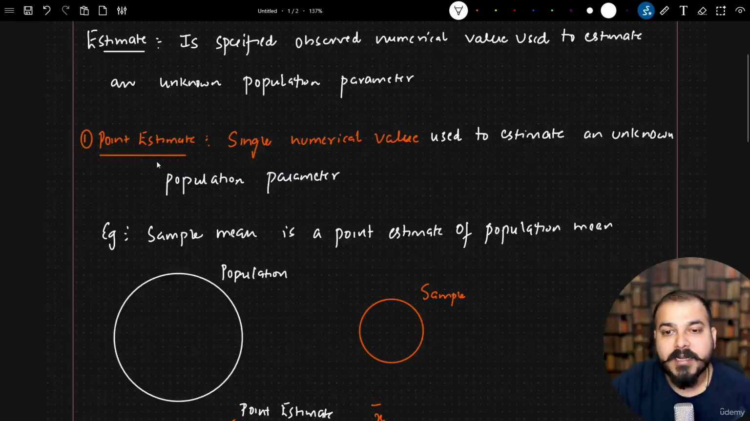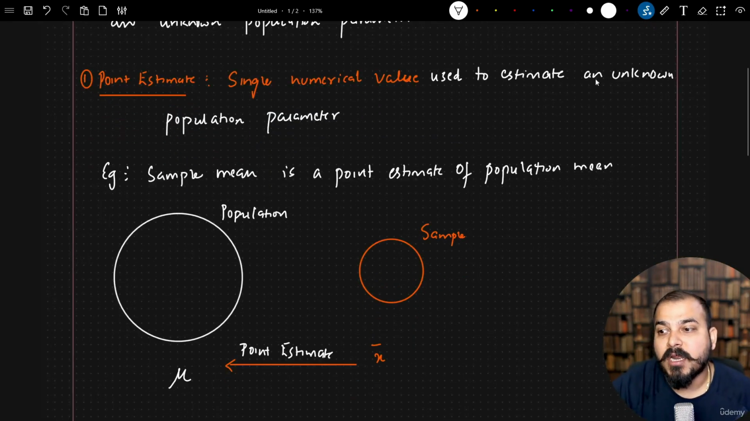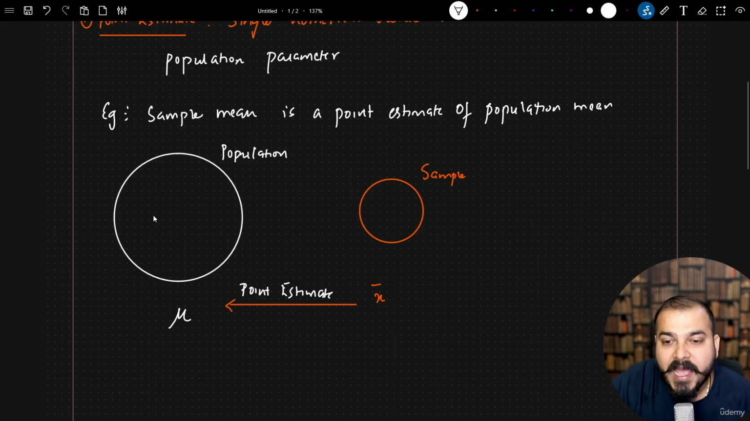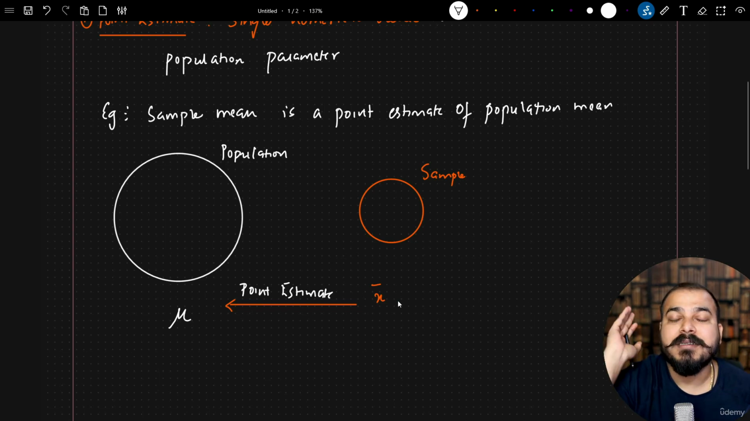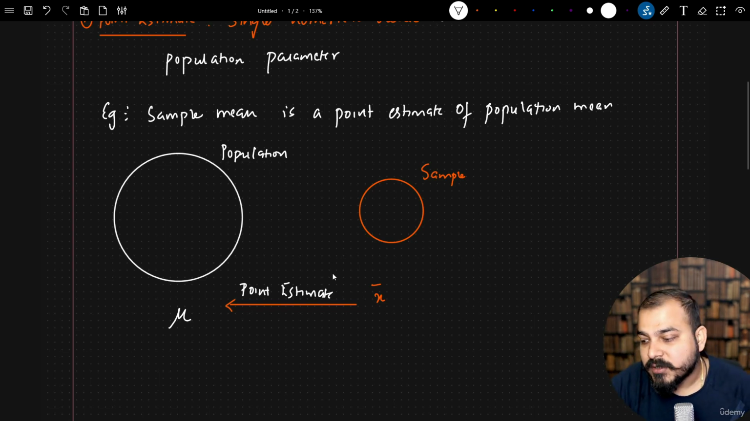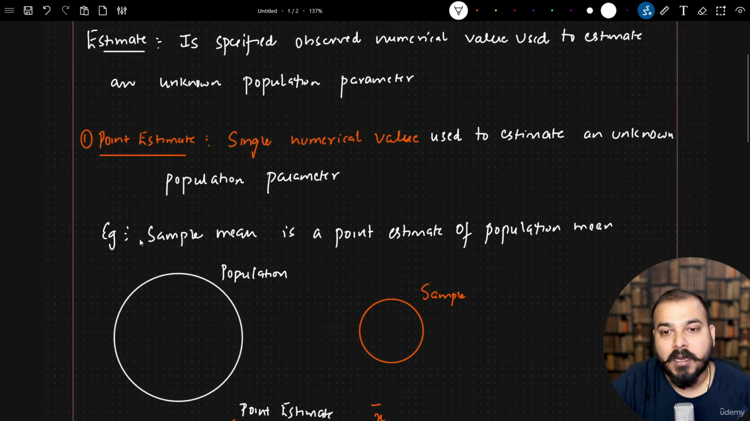So again, let me repeat the definition. A point estimate is a single numerical value used to estimate an unknown population parameter. Suppose I have a population and out of this I take a sample, this x bar that you get is a point estimate of the population mean. This sample mean we will be using in order to represent the population mean. So this is what a point estimate is.